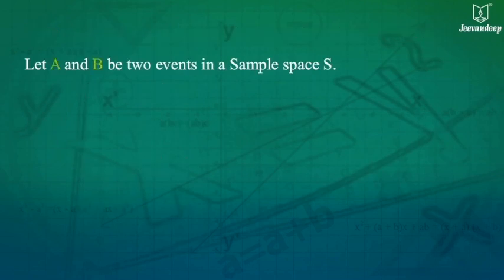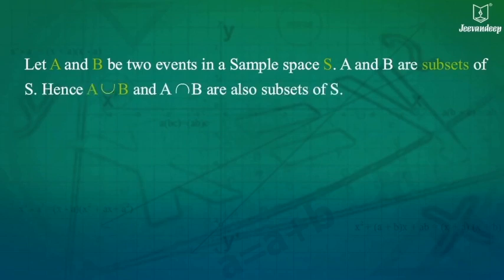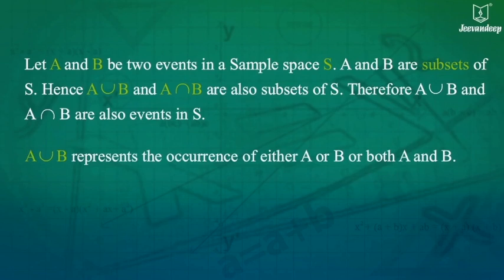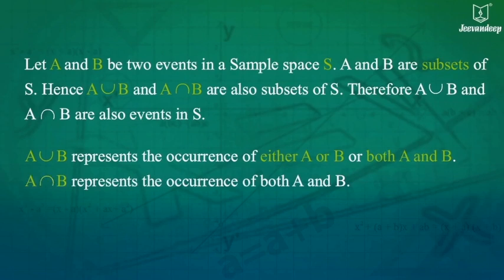Let A and B be two events in a sample space S. A and B are subsets of S. Hence, A union B and A intersection B are also subsets of S. Therefore, A union B and A intersection B are also events in S. A union B represents the occurrence of either A or B or both A and B. A intersection B represents the occurrence of both A and B.